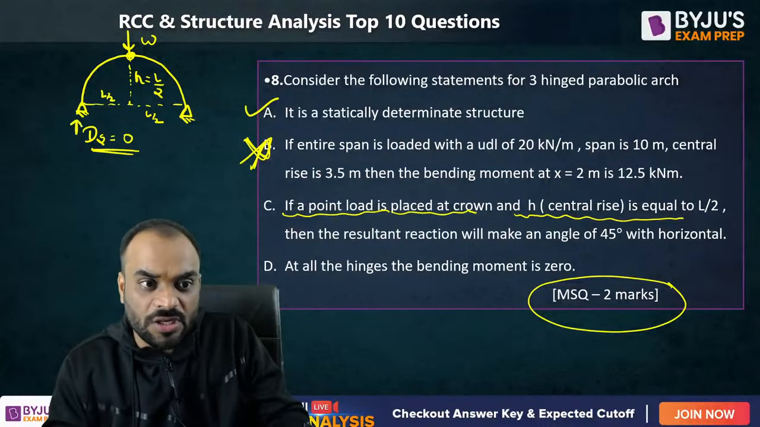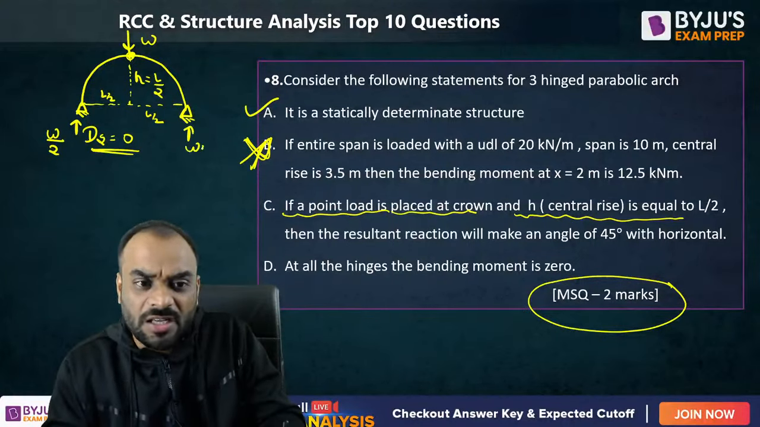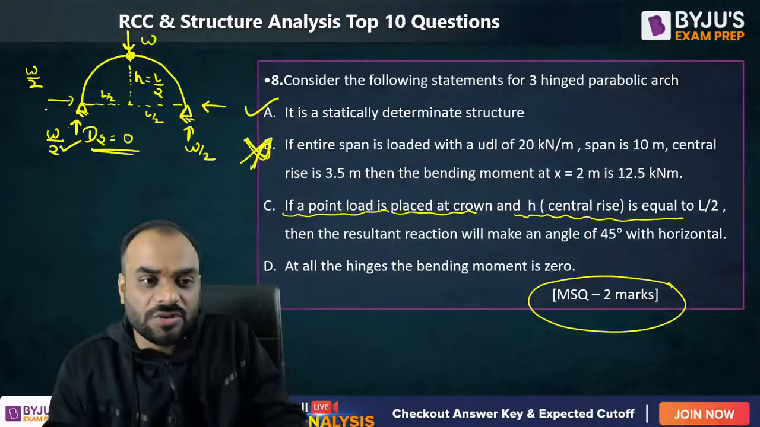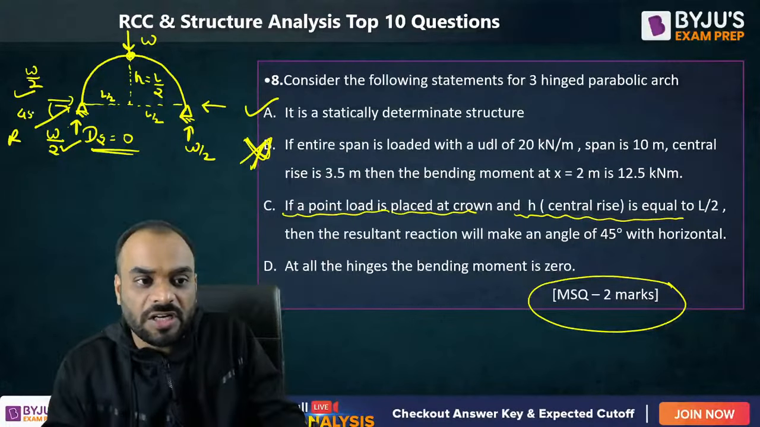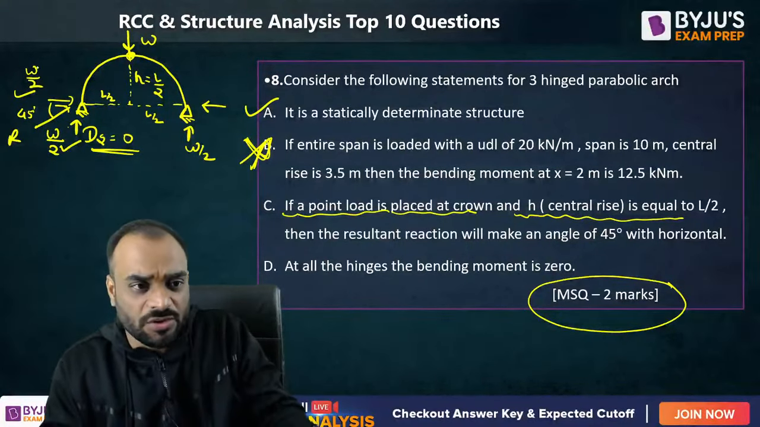If it is a semicircular arch, then what is the value of vertical reaction? W by 2, we know that. As well as what is the reaction of horizontal? It is also W by 2, guys. If this is also W by 2, then the resultant will pass at an angle of 45 degree always. If you are not able to understand this, you can do it in this way also.